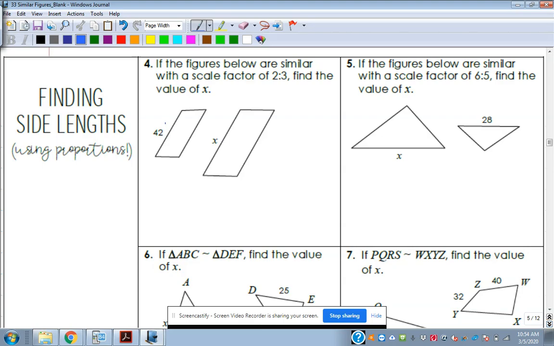So 2 to 3 indicates which one's first. The small one or the big one? The smaller one. Is 42 smaller than x? Because we have a picture here, we can kind of look at that. So I'm going to set up the proportion 42 over x equals the scale factor, which is 2 to 3. Then you just solve it like we did those others. So that'd be 2x equals 120 plus 6, 126. And half of 126 is 63.